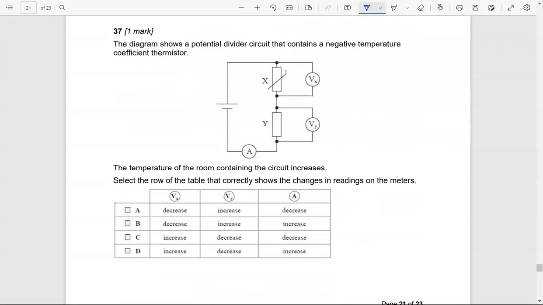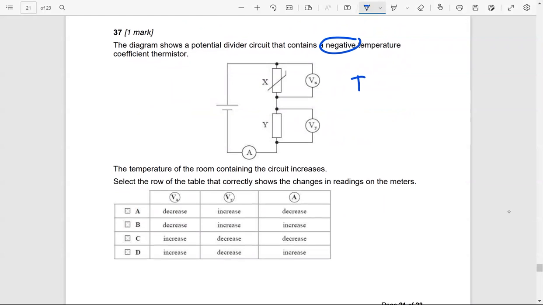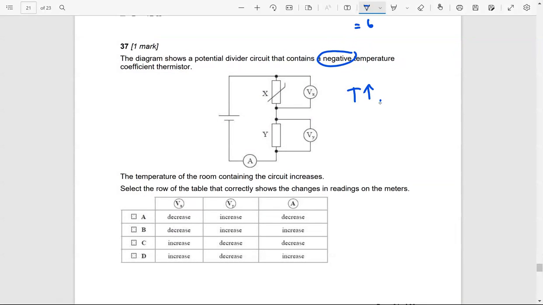Question 37, we've got another potential divider. Don't be put off that they're saying negative temperature coefficient. What that means is what you're used to: as temperature increases, resistance decreases. The negative means it's like an inverse link, an inverse proportionality, if that makes sense.